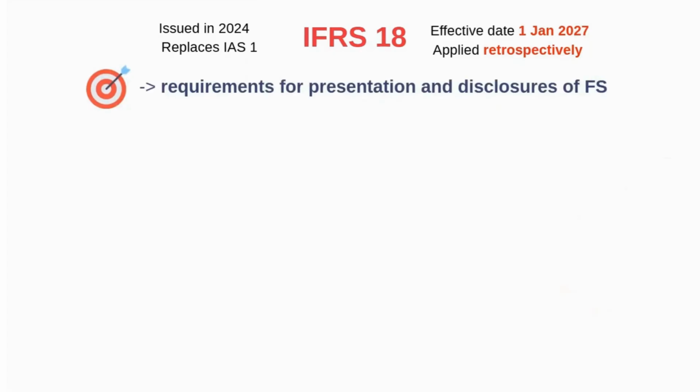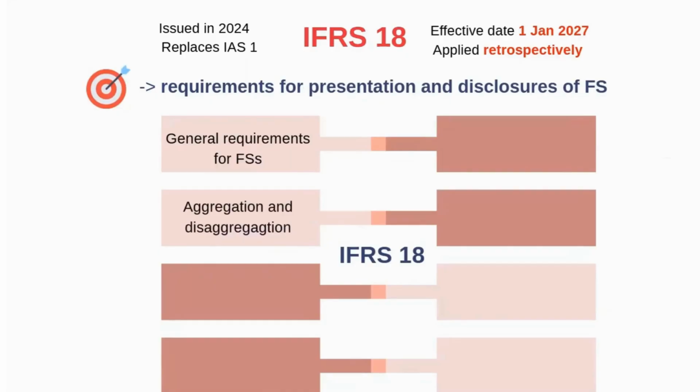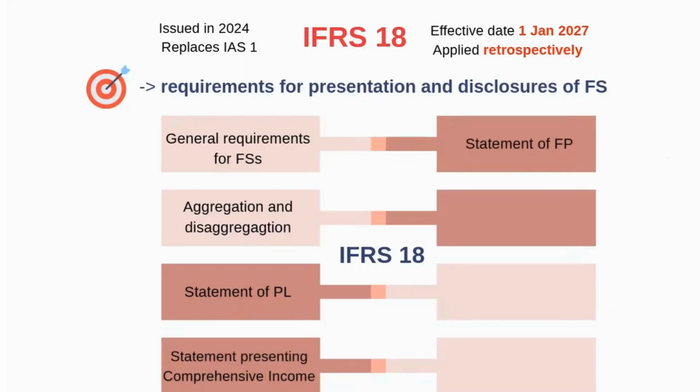All right, IFRS 18 sets requirements for presentation and disclosure of financial statements. So we can see in IFRS 18 these ones: general requirements for financial statements, aggregation and disaggregation rules, statement of P&L, statement presenting comprehensive income, statement of financial position, statement of change in equity, notes, and appendices.